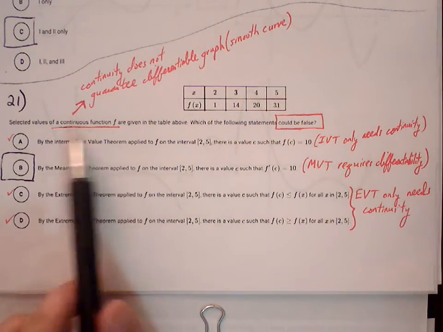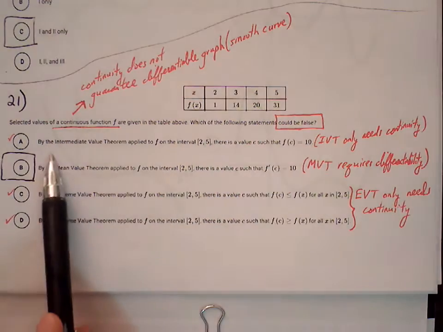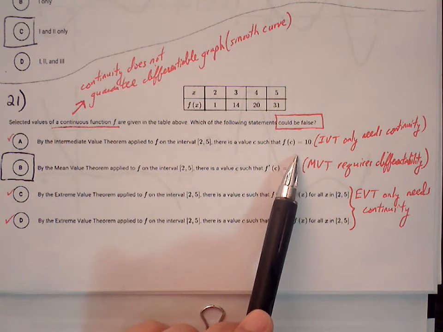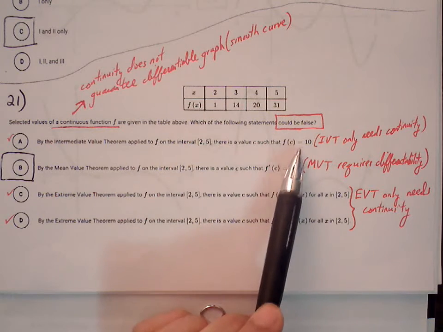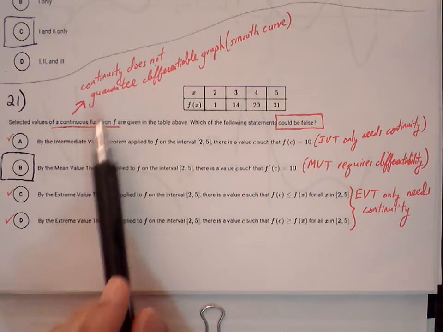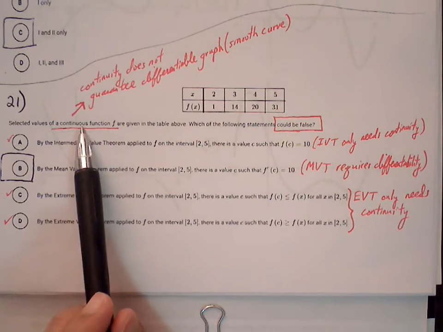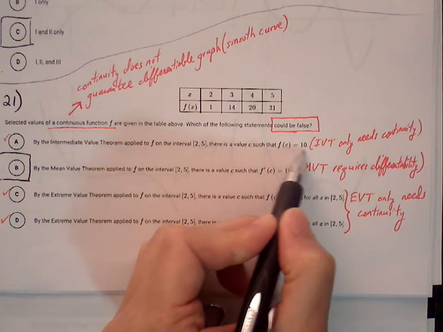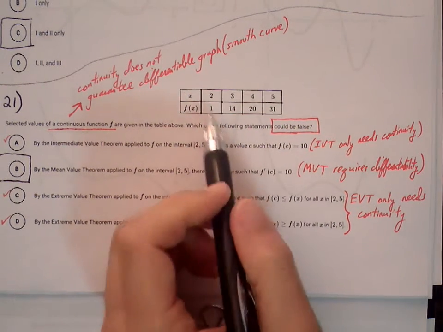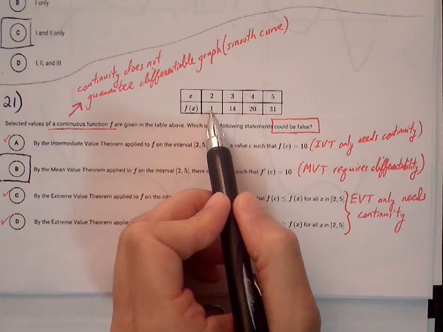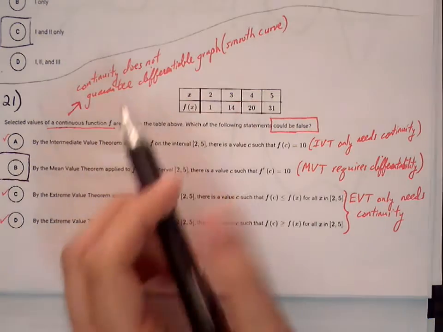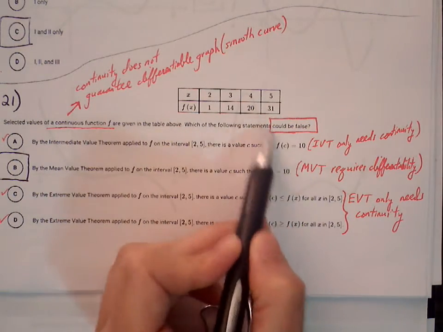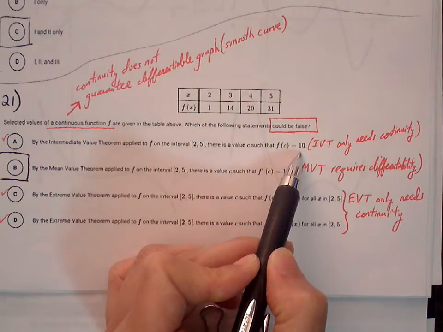Okay, so let's look at our options here. Which of the following could be false? By intermediate value theorem, there's a value c such that f of c equals 10. For intermediate value theorem, we don't need differentiability. We just need continuity, and we're just trying to guarantee a point where the graph crosses a y value of 10. We know this is true because you start off with a y value of 1 and end up with a y value of 31, and it's connected everywhere between. So if it's going from 1 to 31, it's eventually going to have to cross that y value of 10.